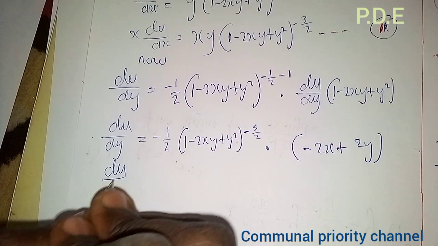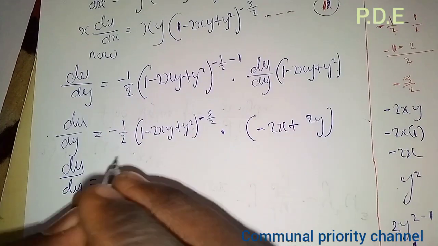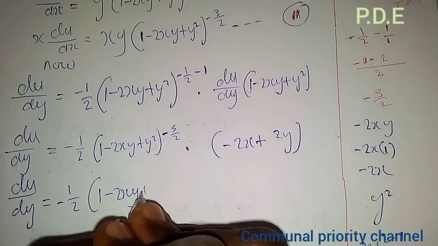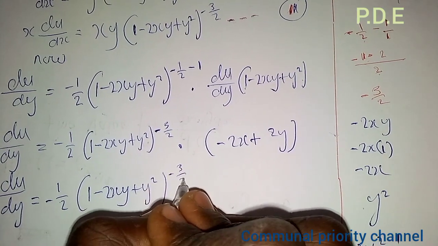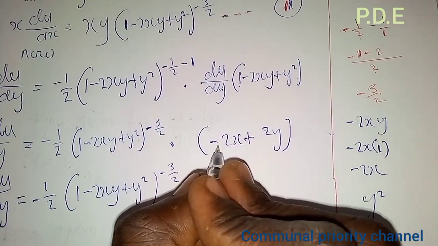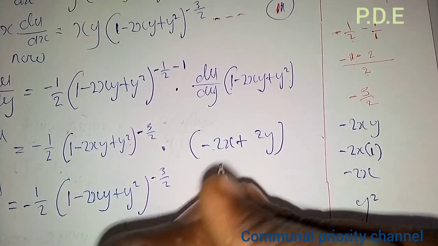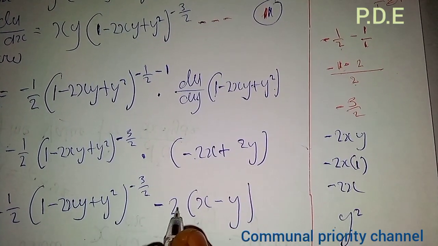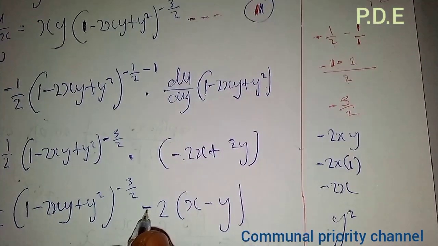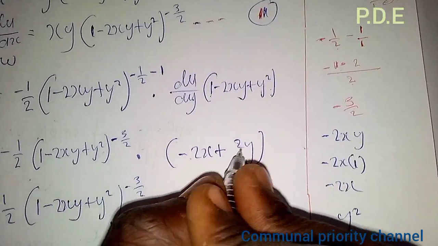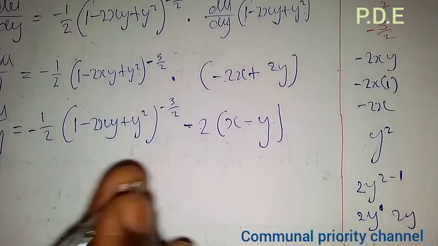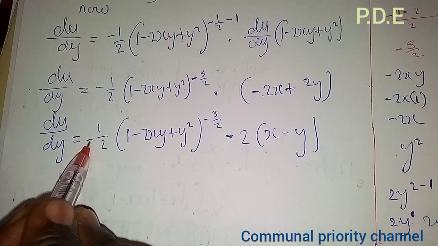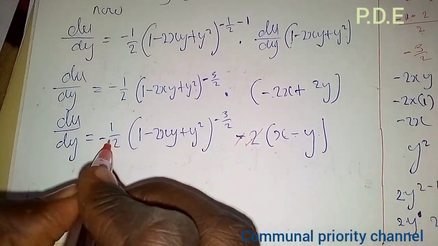So now our du over dy will be equal to what? It will be equal to minus 1 over 2, open bracket 1 minus 2xy plus y square, to the power of minus 3 all over 2. The 2 and 2 here are common, so you can factor them out. You can just say minus 2, open bracket x minus y. Because minus 2 multiplied by x gives minus 2x, and minus 2 multiplied by minus y gives us plus 2y. So we can just factor the 2 out, it's normal. So now this our minus 2, this minus 2 will cancel this minus and this 2.